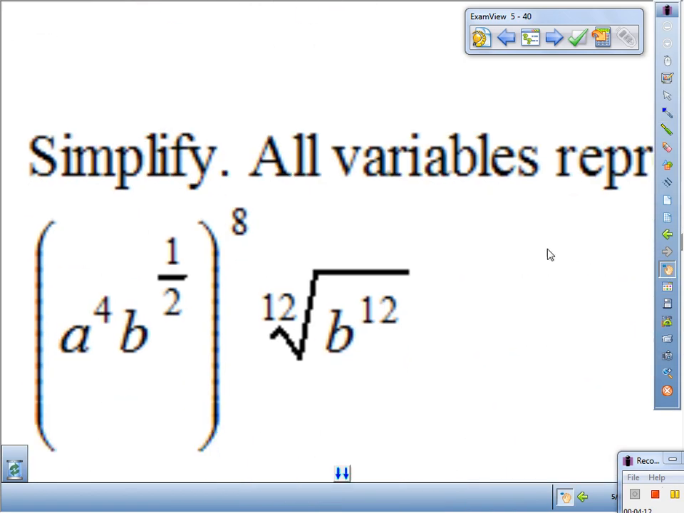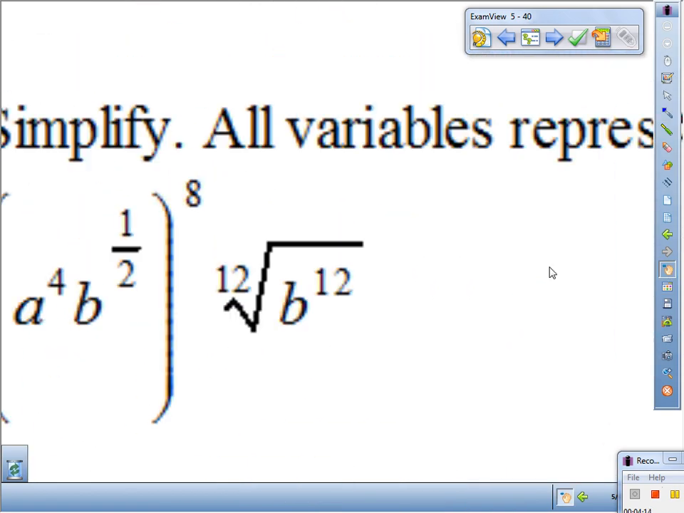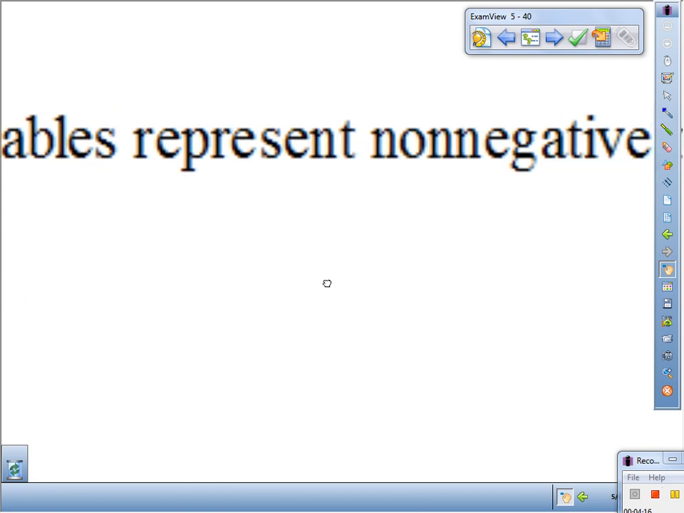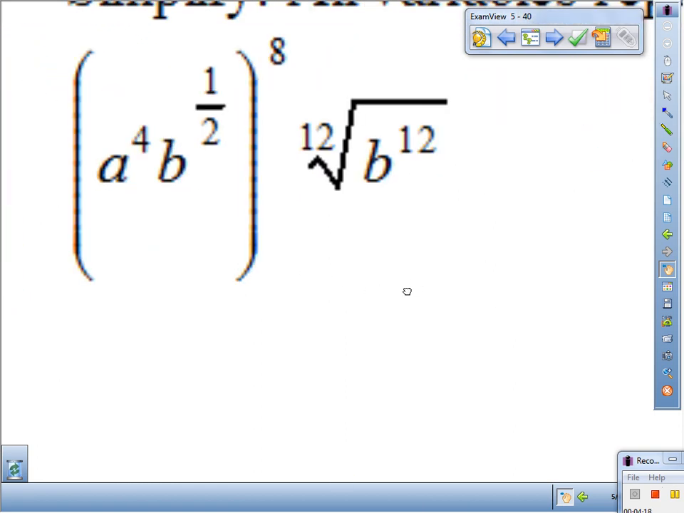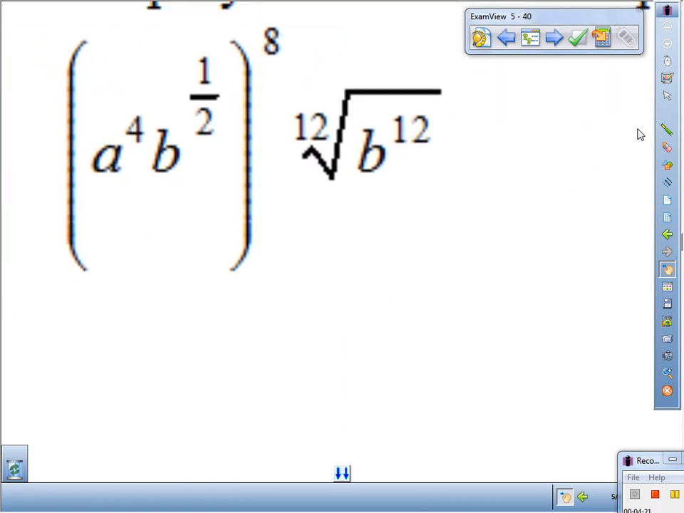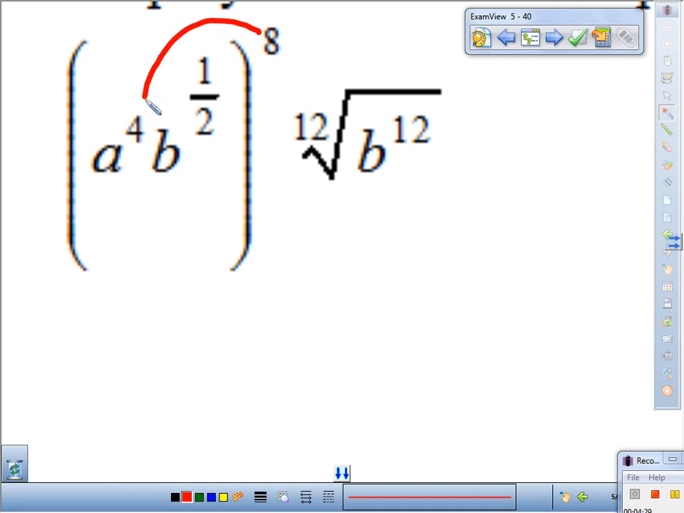It says, simplify, and all variables represent non-negative numbers. Okay? So for this one, we have two expressions multiplying each other. So, a common mistake on this one, guys. I don't know why it happens all the time. You guys show me with the arrow, and then you rewrite a to the 4th.